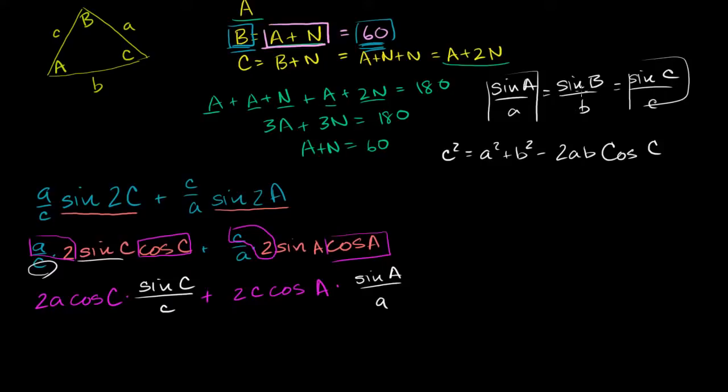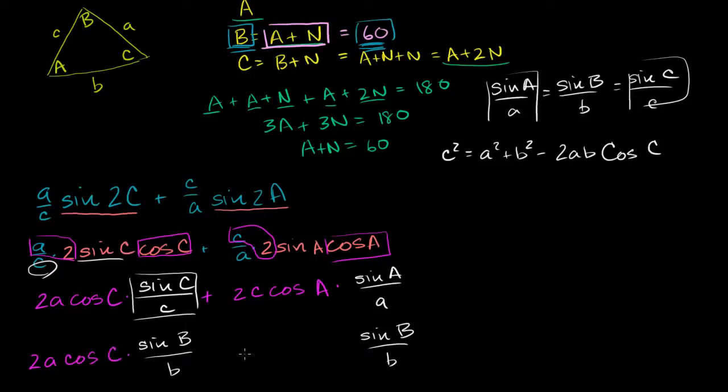So we're making progress. We've started to introduce b into the expression, and that's what we actually have information about. So this is the same thing as sine of capital B over lowercase b, and this is also the same thing as sine of capital B over lowercase b. Both of these terms are being multiplied by that: 2a cosine of capital C times that, and then plus 2c, lowercase c, cosine of capital A times that. So we can factor out the sine of b over b.